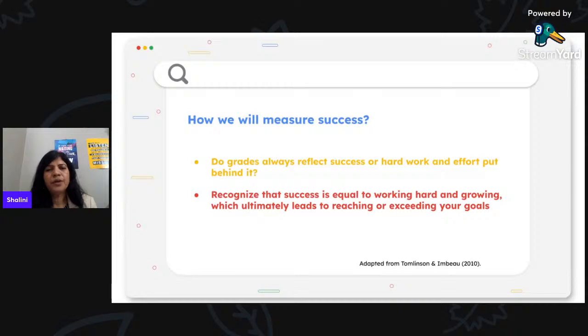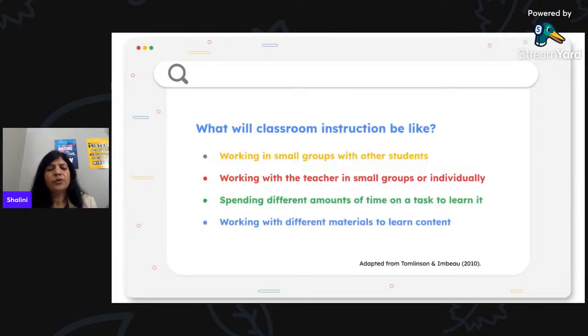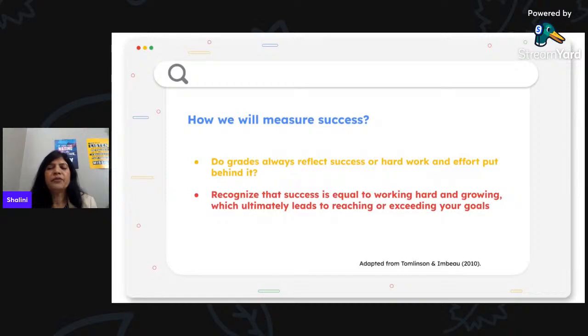Also, we need to make them understand how we measure success. Do grades always reflect the success and the hard work and effort put behind it, or some students are just getting it with ease and some students are struggling with it? So how do we measure success? Isn't success like putting in effort? Even if a struggling learner is putting in good efforts, that is success for him, right? Recognize that success is equal to working hard and growing, which ultimately leads to reaching and exceeding your goals, right? So we have to talk about growth mindset. We have to talk about how failure helps us learn.